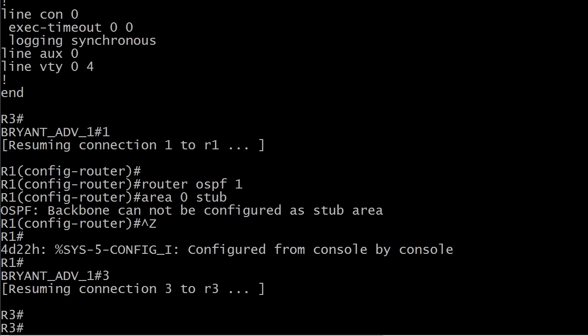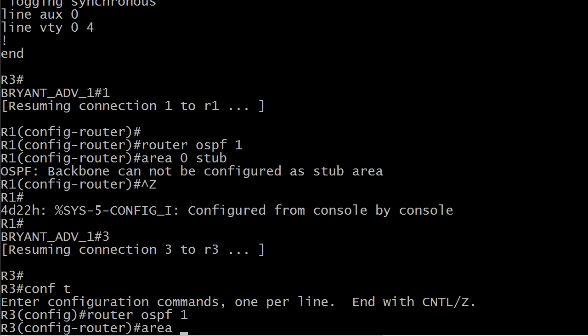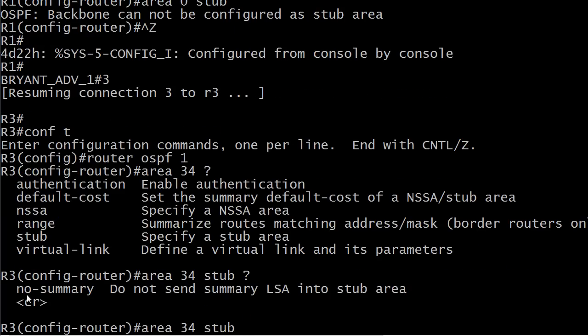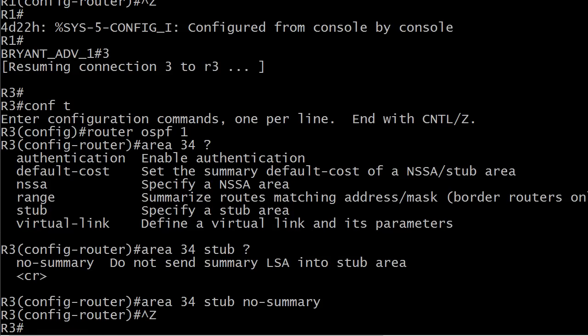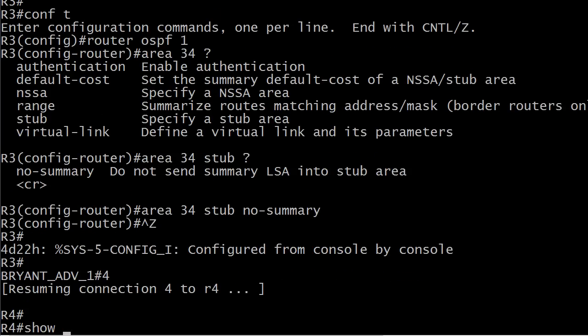And let's take a look at exactly how to configure that, what our options are, if we have any. There's the basic command, area 34, and we've got some options here, most of which we're very familiar with by this point. We're going to put stub here. And then, if you're making it a total stub area, you use the no summary option at this point. And you're not going to see the adjacency go down, because again, both sides still agree that this is a stub area. But let's go down to router 4 now and check out that routing table.